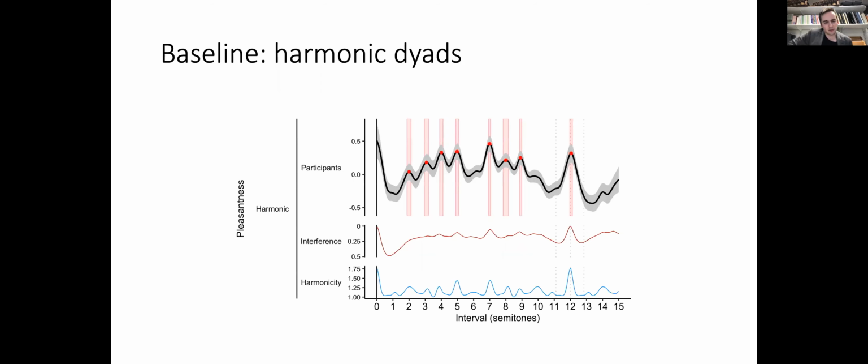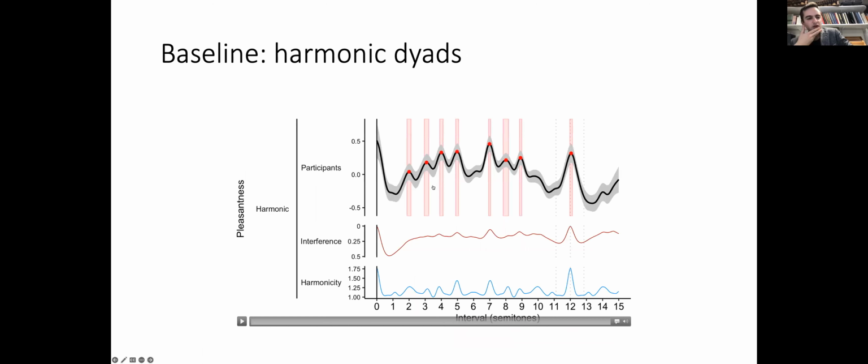And before I show you the results for stretched and compressed dyads, I want to show you the results for normal unstretched dyads. And I want to have you listen to the graph that I've made. So on the graph here on the top, we have participant data. And this is basically what I showed you before, but I've removed the raw data points for clarity. Then in the middle, we've got outputs from the interference model. And then on the bottom, we've got outputs from the harmonicity model.